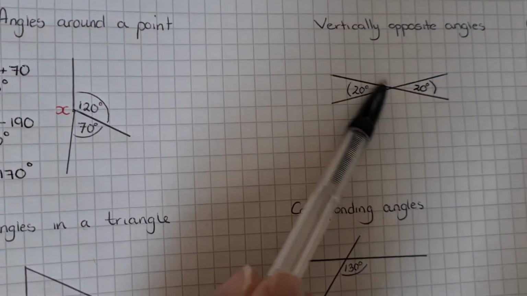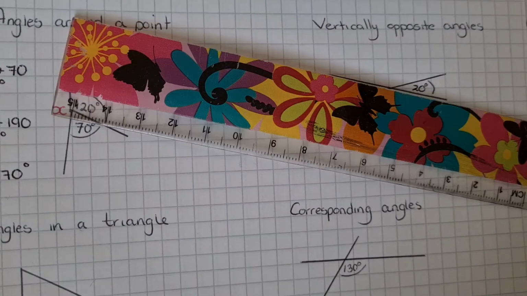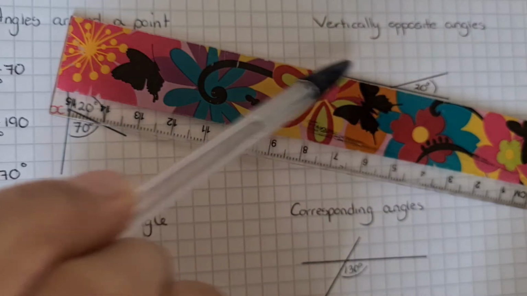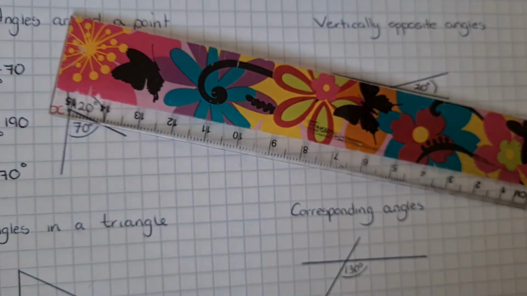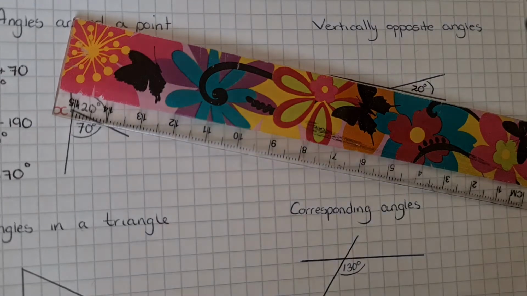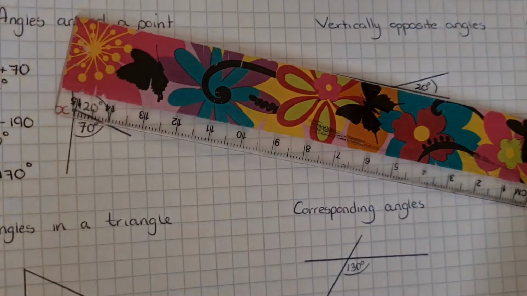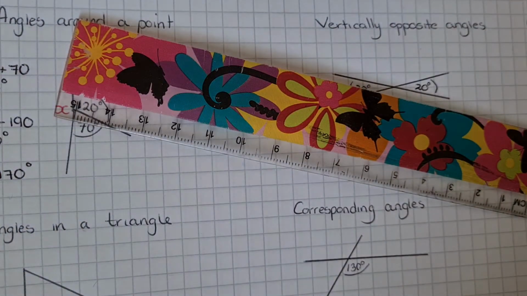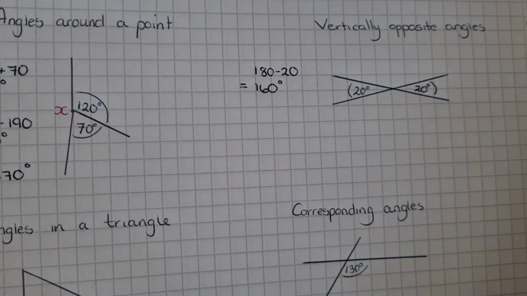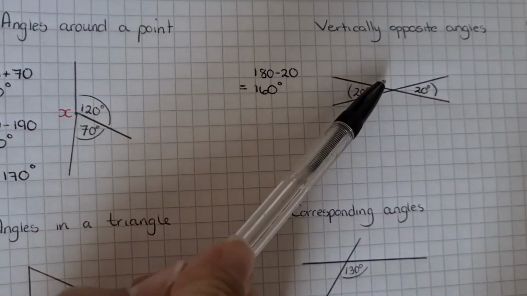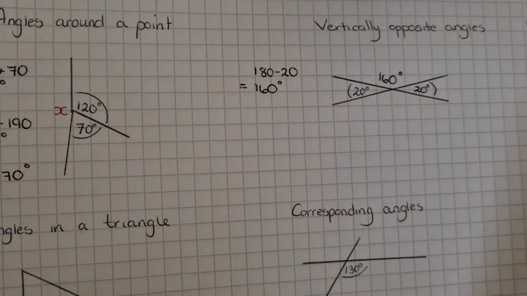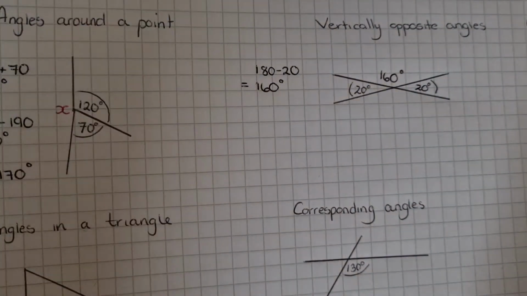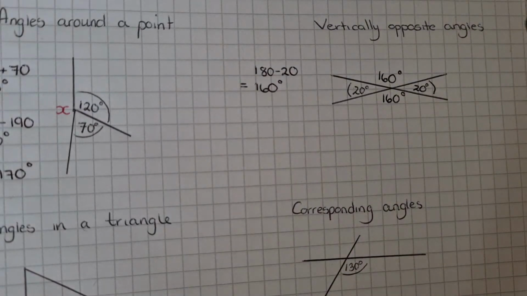Now, in order to work out what this angle is, what we can do is treat it as a straight line, so supplementary angles, and we know that angles in a straight line add up to 180. So if we know that this side is 20, we can do 180 take away 20 to work out this side here, which is 160 degrees. So that means that this angle up here is 160 degrees, and since this one is opposite, this one is also going to be 160 degrees.